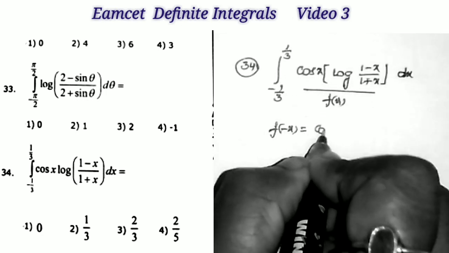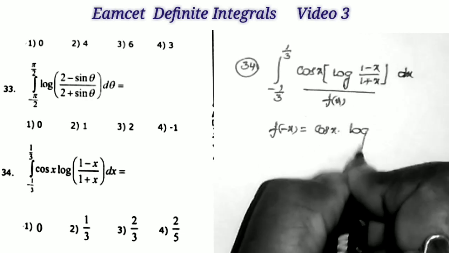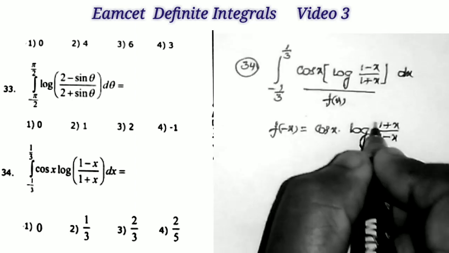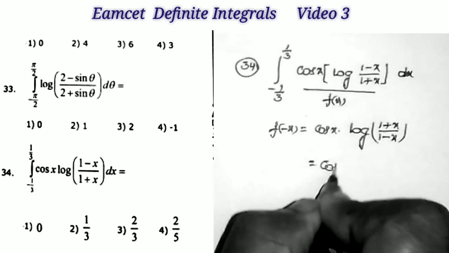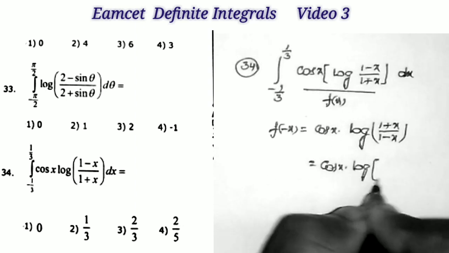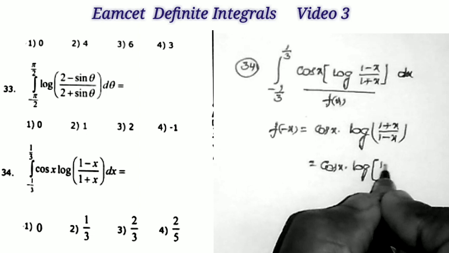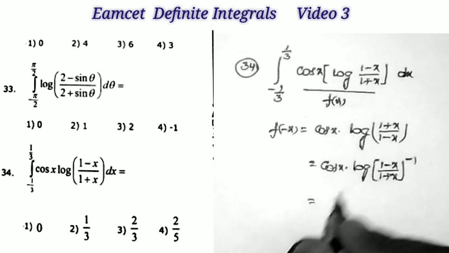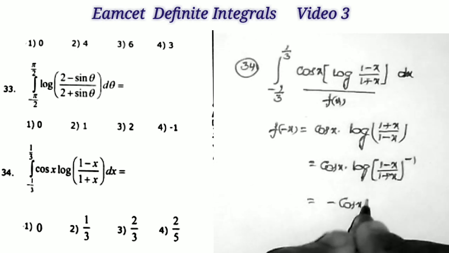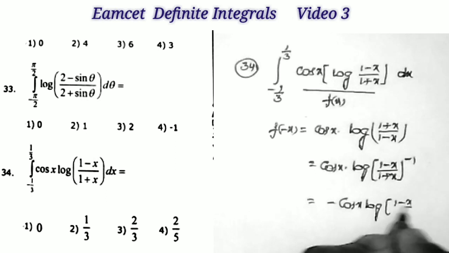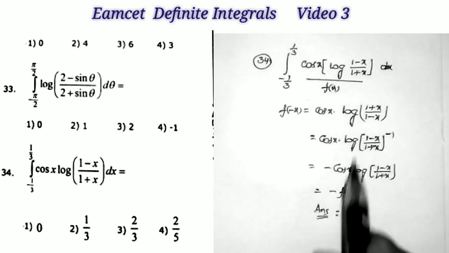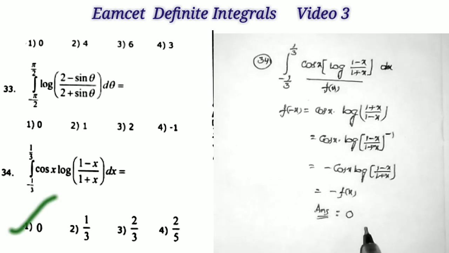Cos of minus x is equal to cos x here, and this is log of (1 minus minus x), that is (1 plus x) by (1 minus x), equals cos x into log of (1 plus x) by (1 minus x). Just interchanging the fraction, that is log of ((1 minus x) by (1 plus x)) whole inverse. Now writing this power as the coefficient, this becomes minus cos x into log of (1 minus x) by (1 plus x), which is equal to minus f of x. In the given question, the function is an odd function. Since this is an odd function, the answer to the given question is equal to 0, and that is the first option. That's all.